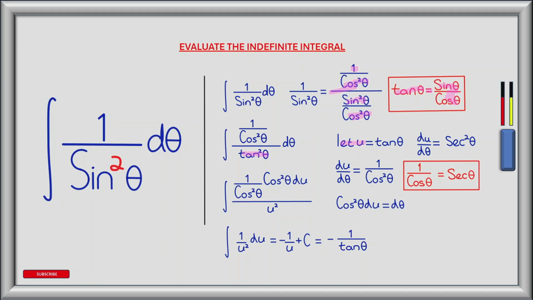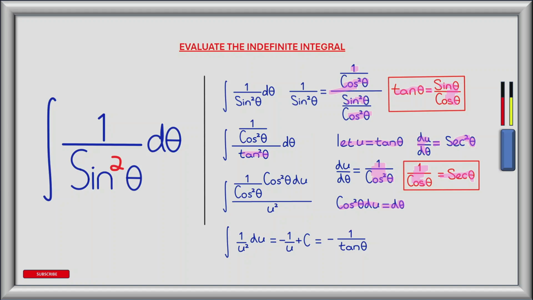So if we let u equal tan θ, the derivative of u with respect to θ, so du by dθ, is equal to the secant squared of θ. Using another trig identity, where 1 divided by cos θ is equal to the secant of θ, and squaring both sides of this equation, we can now replace secant²θ with 1 divided by cos²θ. It therefore follows that cos² du is equal to dθ.